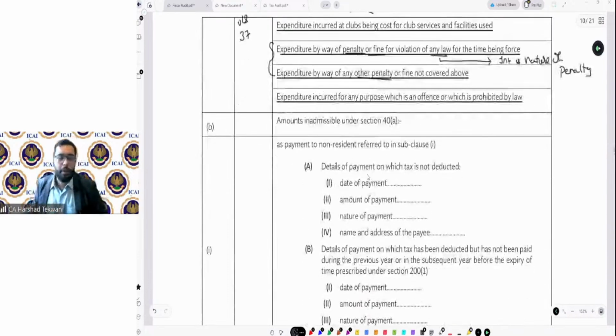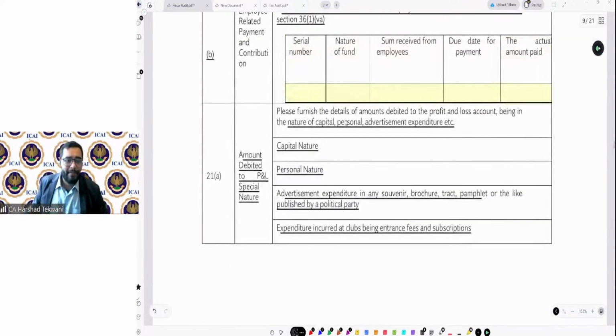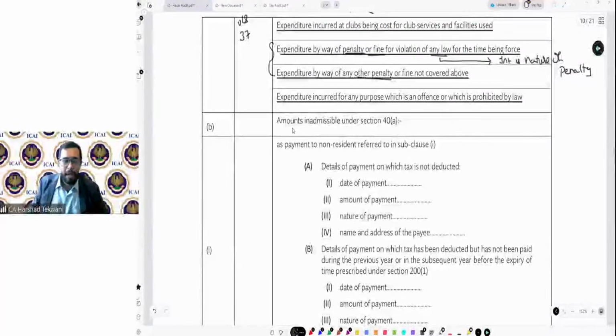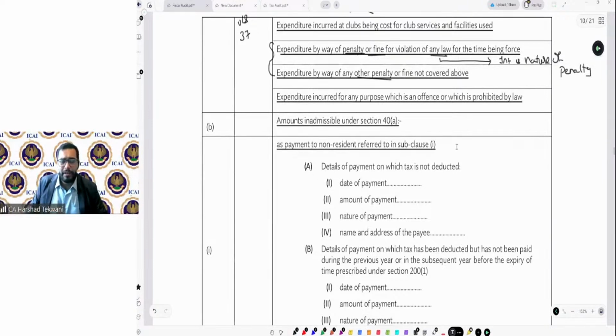Okay. Then that was 21A. Now 21B. Amount inadmissible under section 40A. Basically, these are payments to non-residents, as specified in subclause 1 of 40A. If there is any payment to a non-resident which is specified under subclause 1 of 40A, then that particular amount will be reported over here, on which the tax is not deducted.